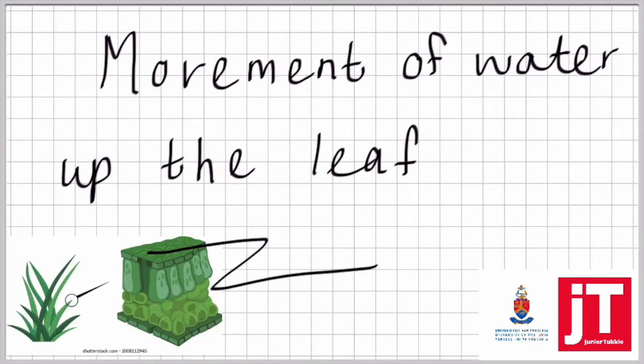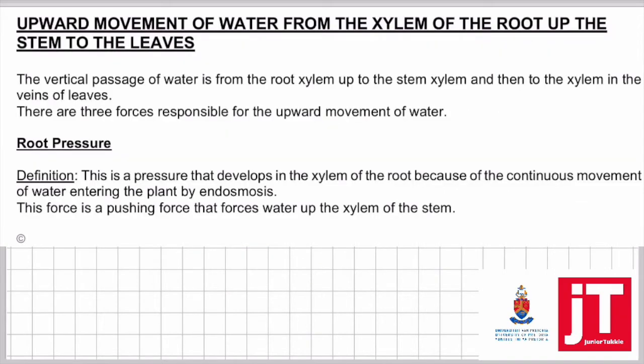There are 5 videos in this section. There are 3 theory videos and 2 exam videos. This video is a theory video on the movement of water up the leaf. This is a section that many learners struggle to understand. And there are 3 ways in which water moves up the stem to get to the leaf.